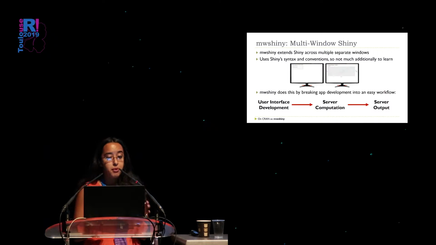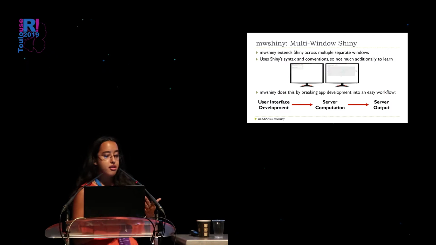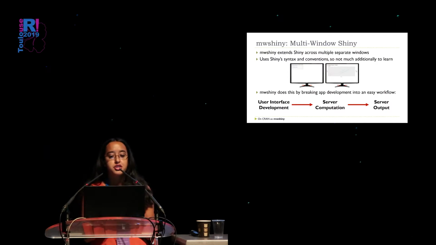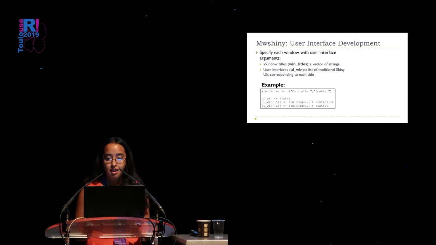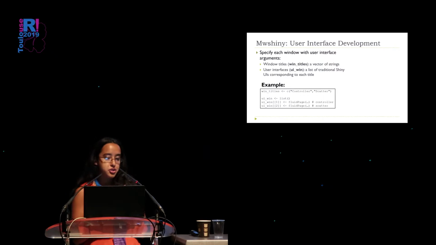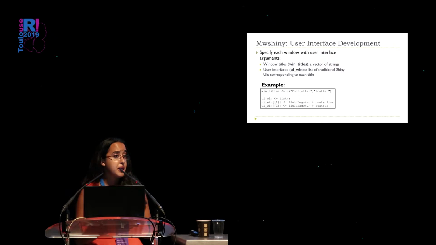MultiWindow Shiny does this by breaking out app development into 3 parts: user interface development, server computation, and server output. Our multi-window environment begins by specifying the user interface for each of the windows. That is what the user sees on each window. And this is done through window titles and user interface arguments. These are win titles, a vector of strings specifying the name of each window, and UI win, a list that contains the traditional Shiny UIs corresponding to each title.